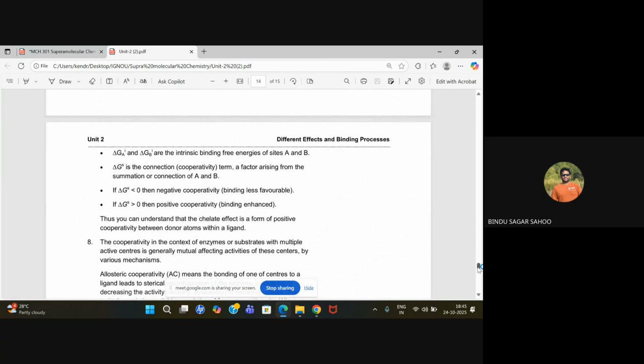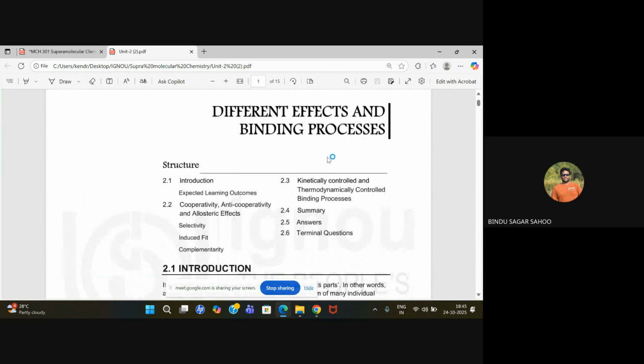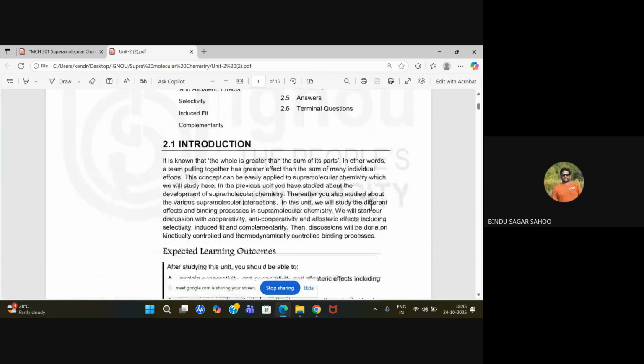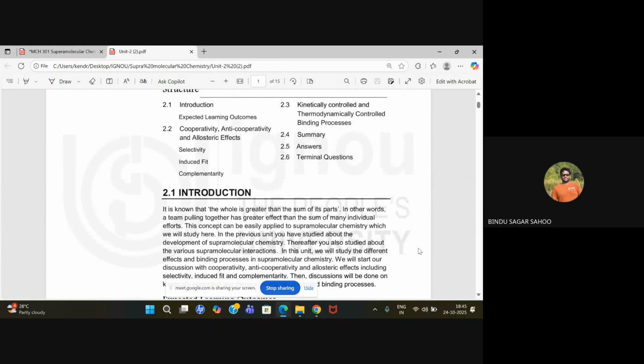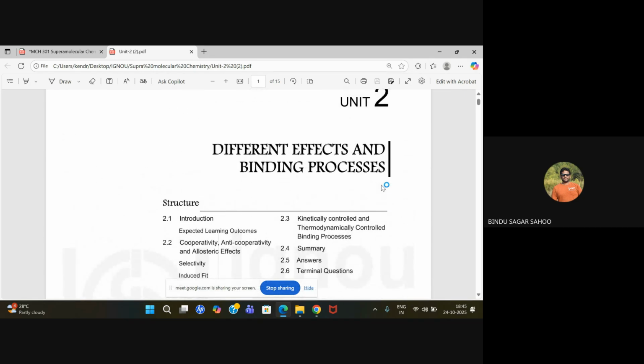Now we'll discuss the kinetic and thermodynamic stability created when the binding process occurs between the host and the guest molecules, or what effects arise when a guest and host molecule interact with each other. Basically, we'll discuss cooperative effects, anti-cooperative effects, and allosteric effects. That means if a guest molecule initially makes an interaction with the host molecule, then after that, what will be the condition?